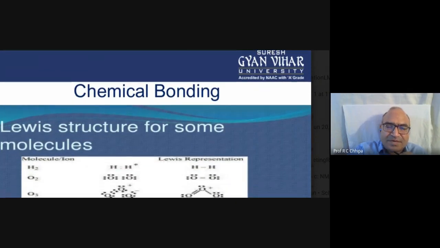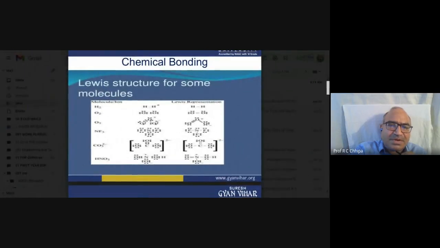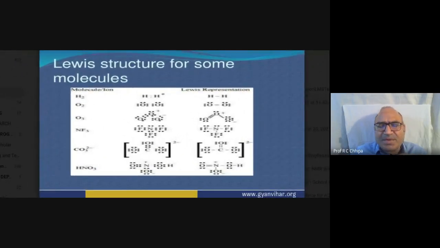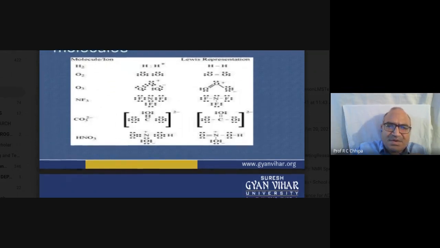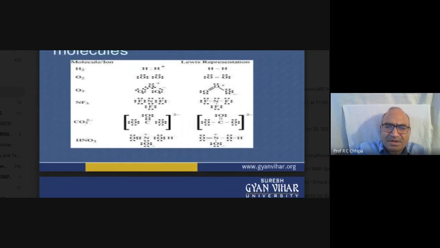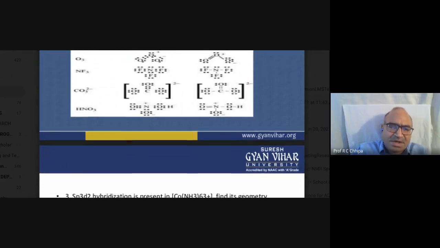This can be represented with the help of the electron dot structure. Examples are hydrogen, oxygen, oxygen having two electron pairs, and another example is ozone, and NF3. So these are the various electron dot structures. Now also, the third one is the coordinate bonding.